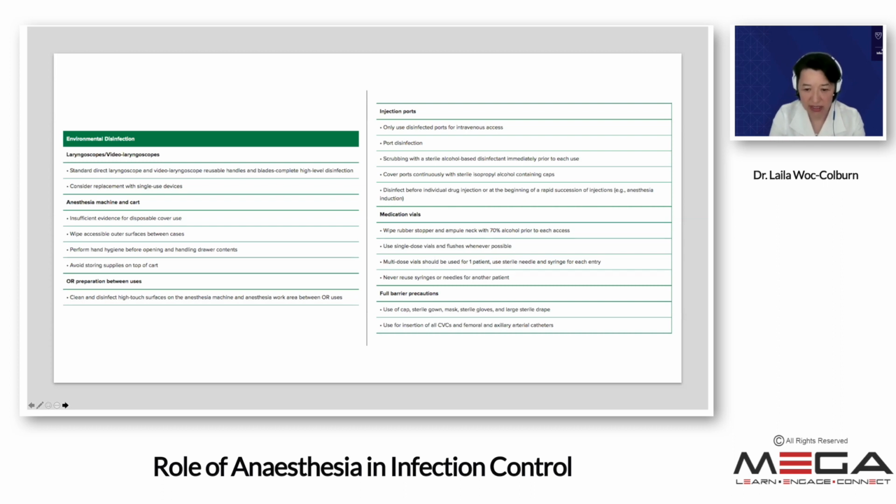Then you look at places that are near your work area, so the injection ports and the medication vials. The ports need to be disinfected and scrubbed so you can get that patina off. You want to disinfect the drug injection port at the beginning, especially at the beginning of a rapid succession of injections. Always wipe the top with 70% alcohol. With single-use vials, you can use multiple doses for one patient, but use a sterile needle for each entry. And that's where you really don't want to be reusing syringes, because recapping produces more infection and can lead to bloodstream infections. And then, of course, having full barrier protection and having bundles associated with that.